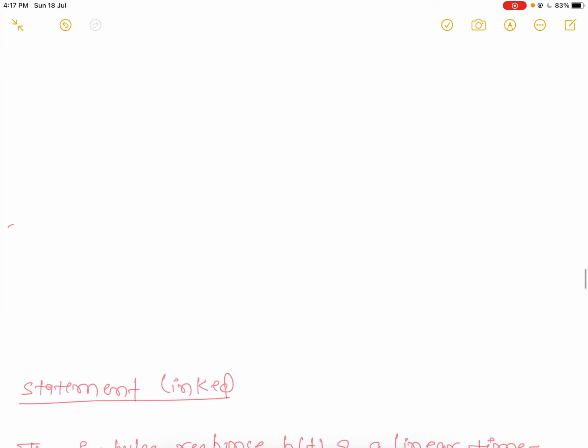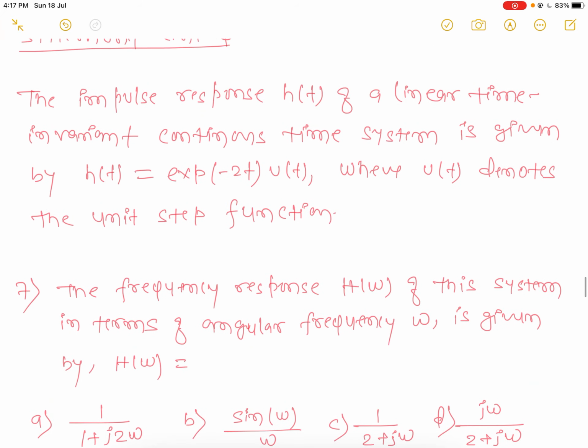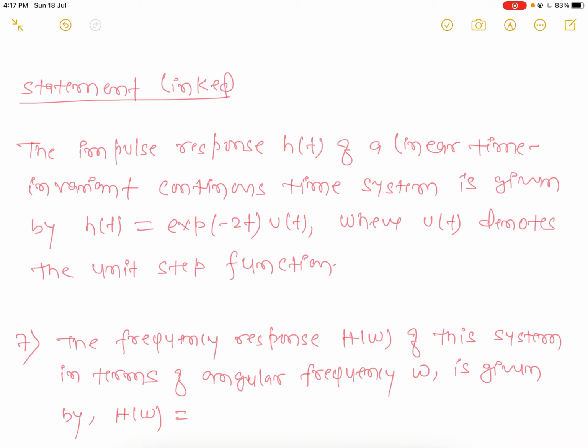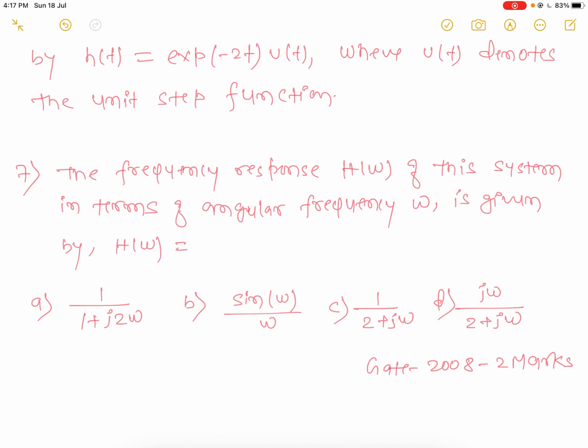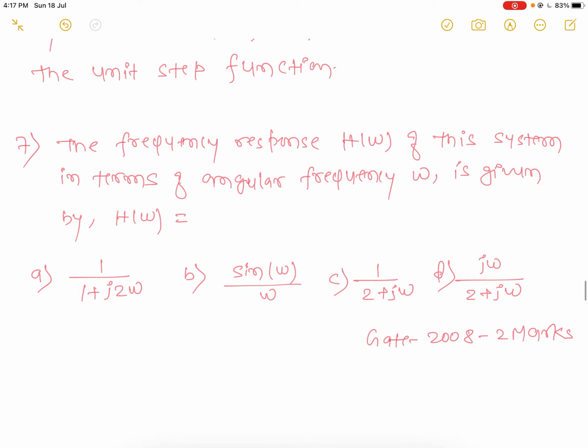Now comes the next question. This one is a linked, statement-based question. The impulse response h(t) of a linear time invariant continuous time system is given by h(t) equal to exponential of minus 2t u(t), where u(t) denotes the unit step function. The frequency response H(omega) of this system in terms of angular frequency omega is?